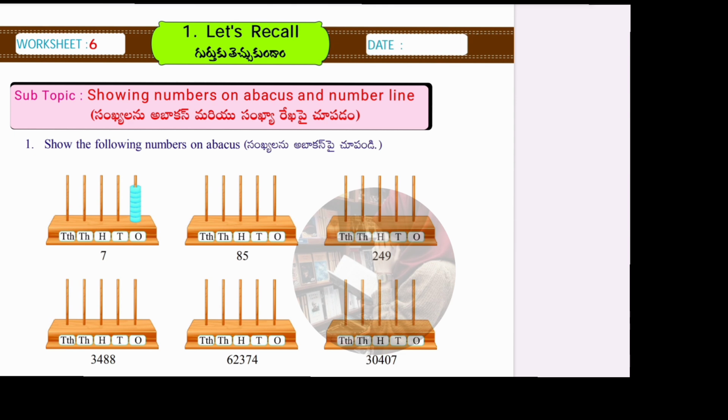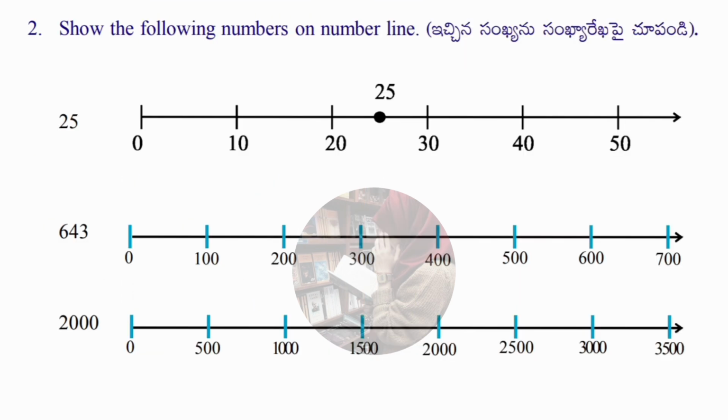Like that. Now we'll move to Roman number 2 of this worksheet, which is: show the following numbers on the number line. Here number lines are given and we have to show the numbers. Here 25 is already given, which is in between 20 and 30. The next number is 643. It is in between 600 and 700. Then 2000 is given. 2000 we can already see here, so it is that point.